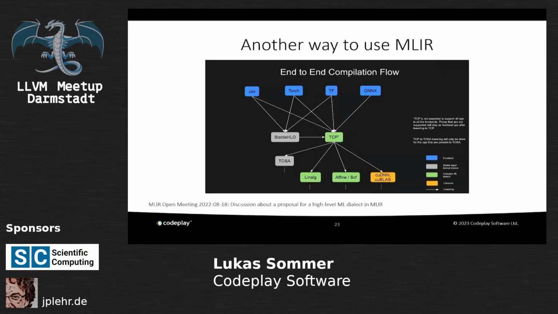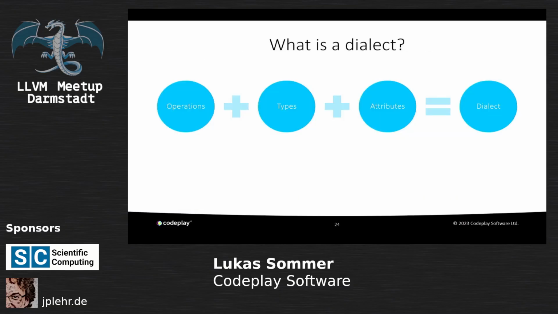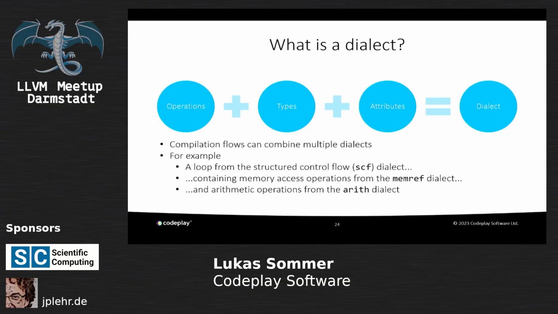So this is another way of using MLIR. And a dialect in MLIR is essentially just this. You have a bunch of operations that you can define. You have a bunch of types, for example, a tensor type if you need that. And you have some attributes, which are just compile-time values. And that's your dialect. MLIR makes it easy to define those dialects and to use them and to combine them.